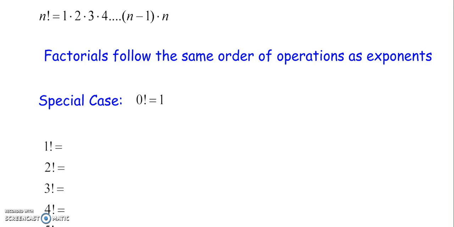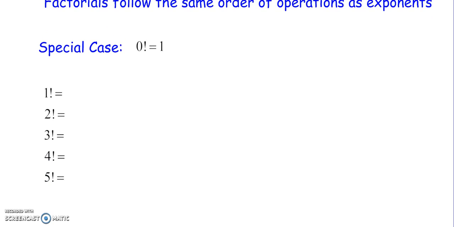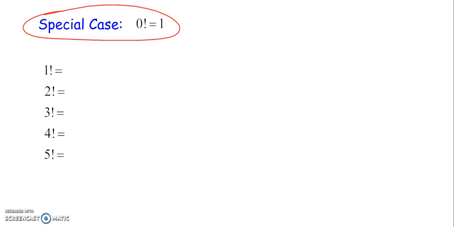And let's see. It's multiplication. So the only part to factorials that you need to pay attention to is there's a special case, 0 factorial. 0 factorial is equal to 1. And if you have questions on that, I will show you. I'll answer why this is in a second. But first, let's answer these 5 questions.